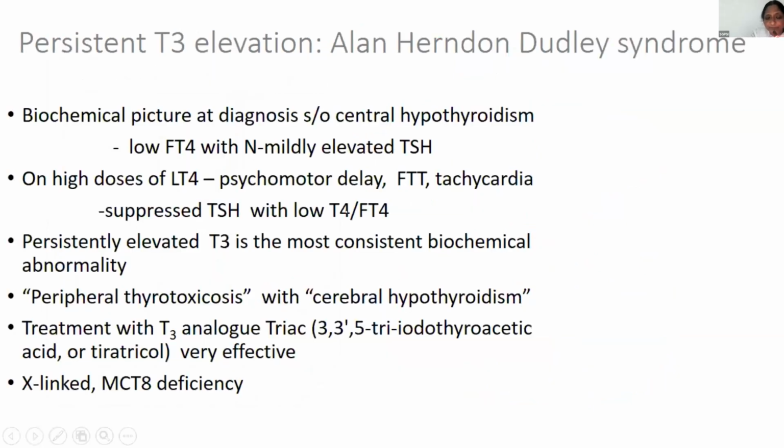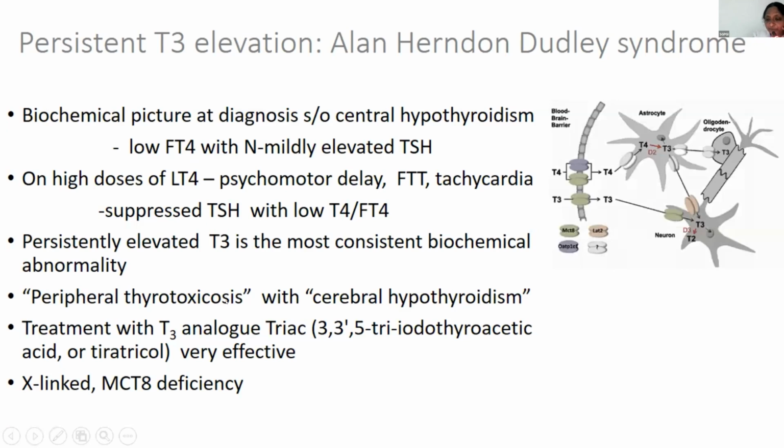So one of the definitely identified conditions is persistent central hypothyroidism. A child who was diagnosed outside with hypothyroidism was on a high dose of LT4 because it was not normalizing. He had psychomotor delay, failure to thrive, tachycardia, and biochemically a suppressed TSH with low T4 and free T4 despite a high dose of levothyroxine. Seeing this, the dose of levothyroxine was continuously increased. And in this condition, there is peripheral thyrotoxicosis with cerebral hypothyroidism.